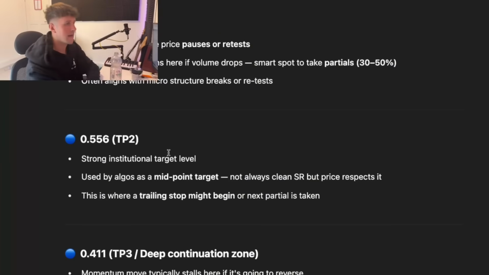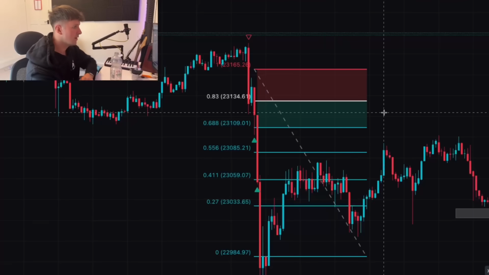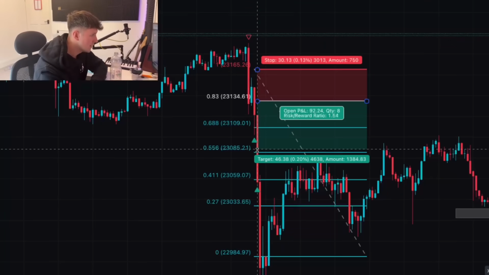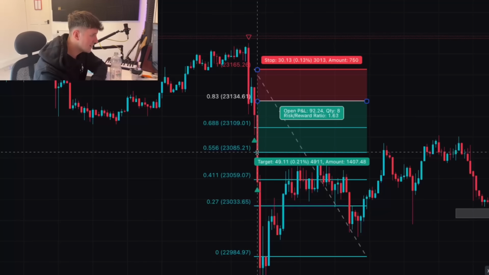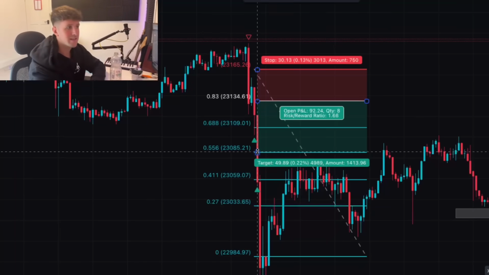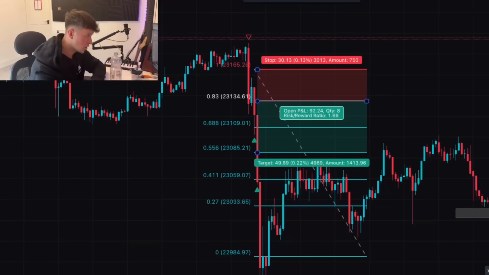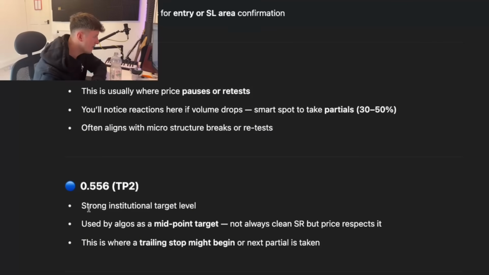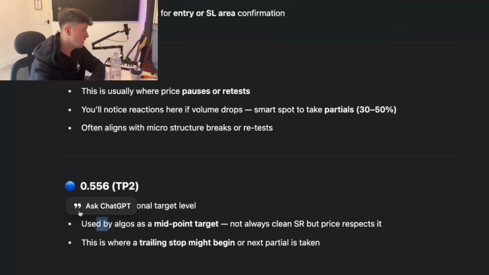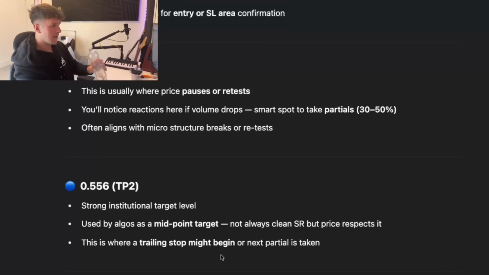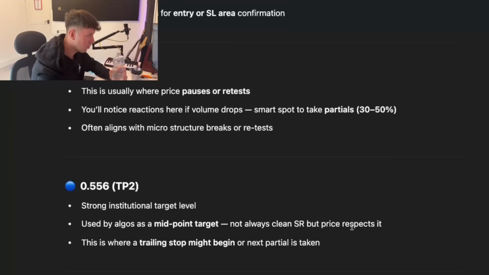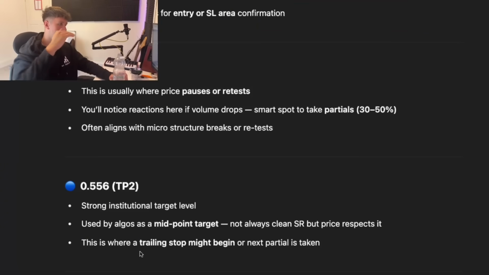All right, target 2. Now, if we look at target 2 and we scroll this down, target 2 is around 1.66, not a 1 to 2R. So why is this the reasoning? Target 2, the 0.556 level. Strong institutional level, used by algos as a midpoint target. Not always clean SR, but price respects it. This is where trailing a stop loss may begin.